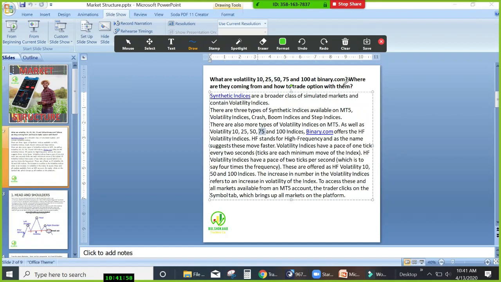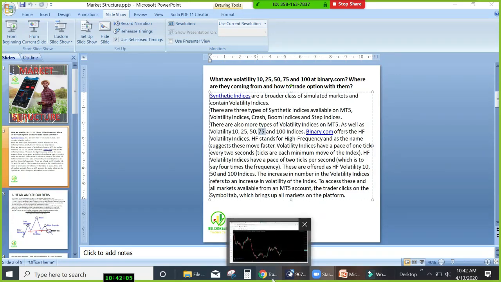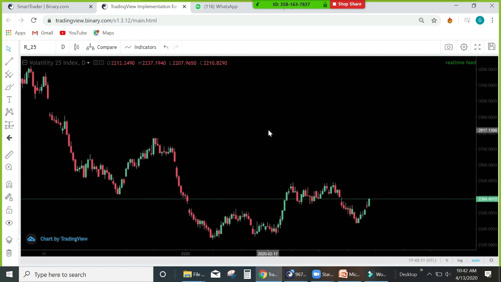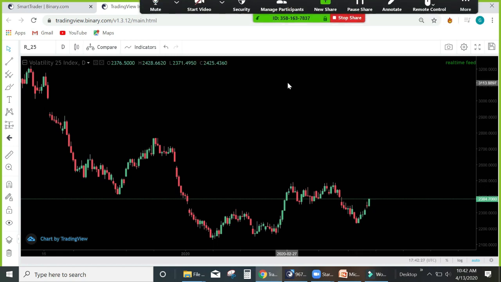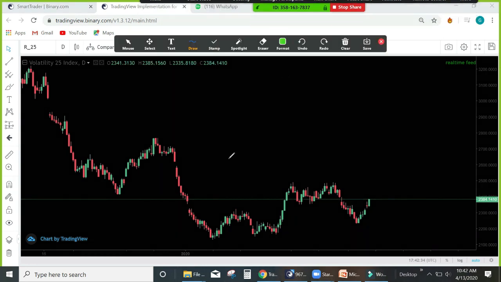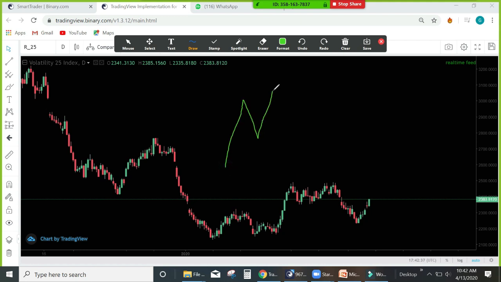So what are the most common behaviors of all volatilities? What are the most common behaviors in this market or every market? I'm not just talking about volatilities on binary.com, but every market in the world, like forex, commodities or digital markets. The price always moves, and the footprint of the price is what we call a pattern. So all volatilities have two patterns. They always have the M pattern or the W pattern.